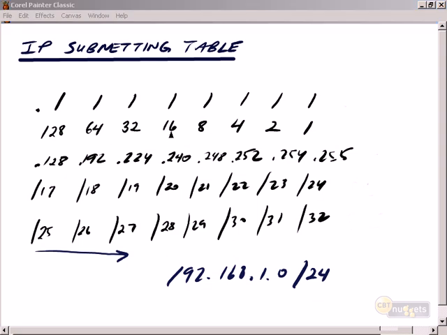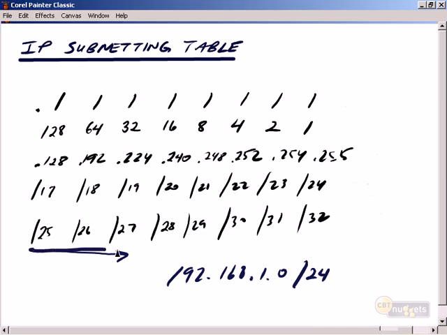2 to the fourth power is 16, so I need to borrow 4 bits. 1, 2, 3, 4. So right there is my demarcation point. So /28 is going to give me 2 to the fourth power networks, which is 16, which accommodates for my 12 networks, and 2 to the 4th power host minus 2.